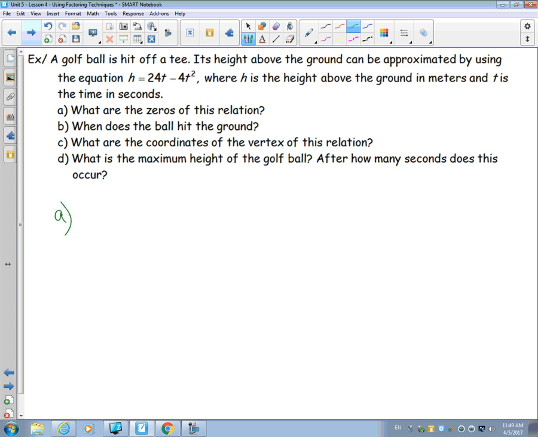I can't tell by looking. I need to factor this. Now, I hope you noticed it was out of order. So let's fix it first, and then let's factor. Now this one has a common factor involved.